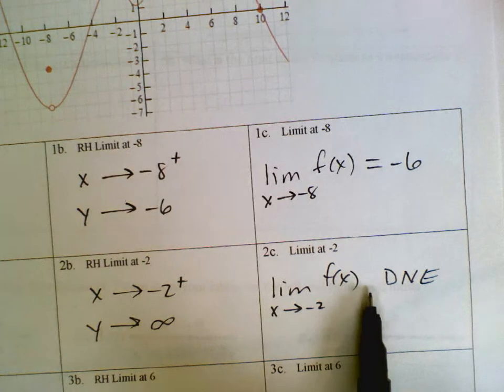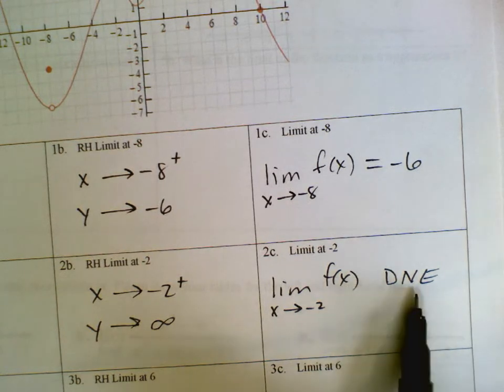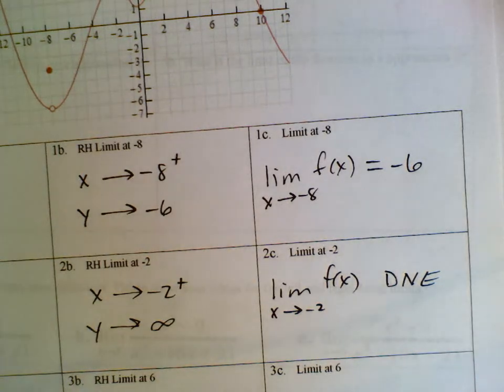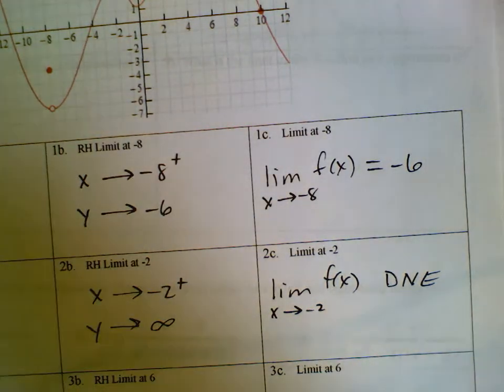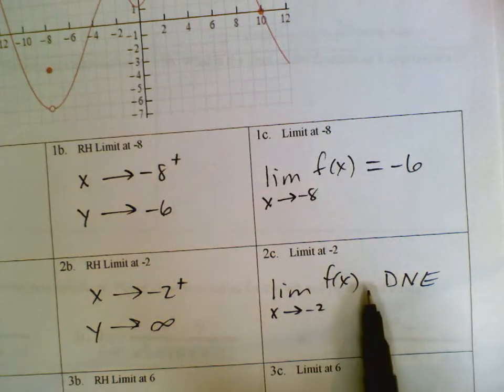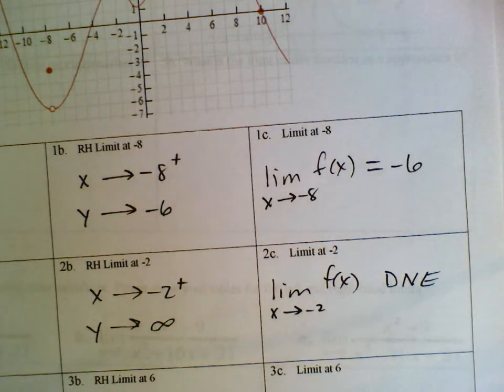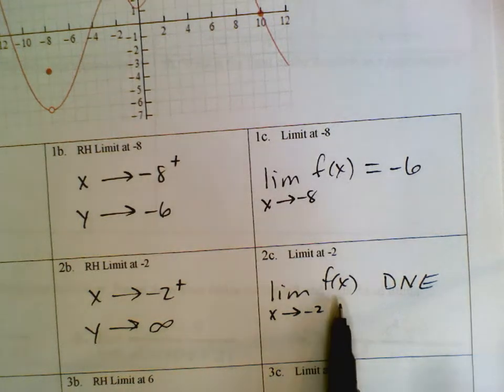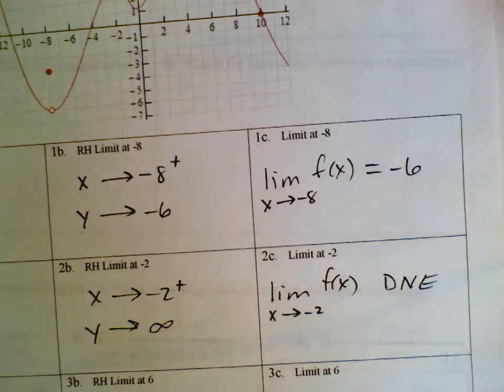If you want to put an equal sign here, equals does not exist, that's not bad. It sounds a little bit unprofessional because you wouldn't say it equals nothing. It does not exist. So I'm not going to put an equal sign there. But if you're a little uncomfortable with this empty space, you can put an equal sign. That is fine. The limit as x approaches -2 of f of x does not exist.